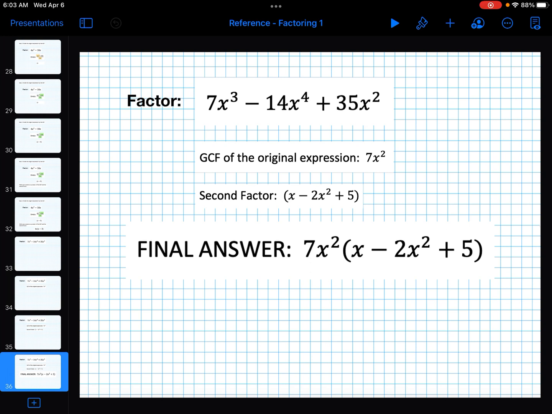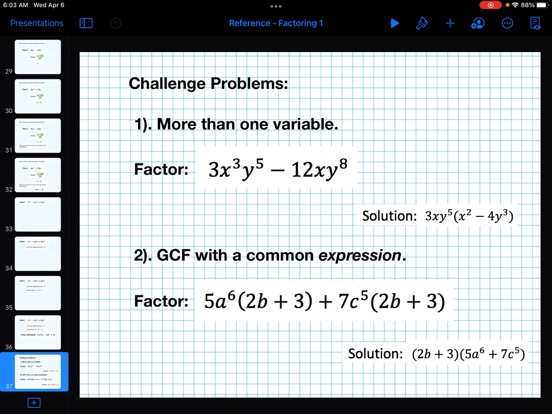Now, that's the end of this video essentially, although I'm going to put up two challenge questions for you. One of them is when you're factoring with GCF and more than one variable term. You can see I put the solution there. You can try to match that. And the second one is when you're factoring out a common expression. In each of those terms in the bottom example there, the expression 2b plus 3 is common to the first term and the second term, and that actually can factor out as a GCF. So see if you can match those two, and then in the next video we'll move on to the next factoring technique.